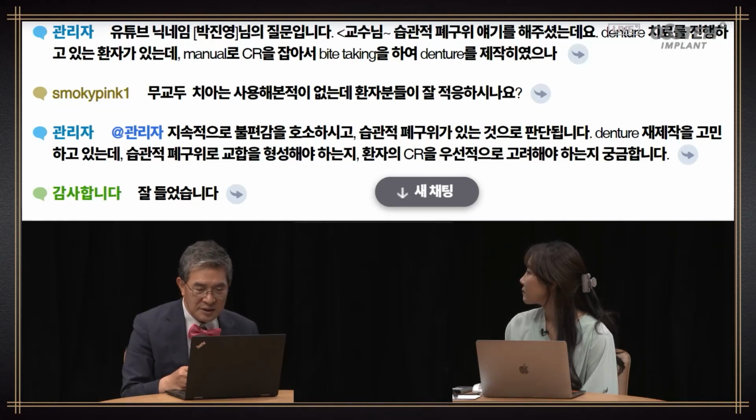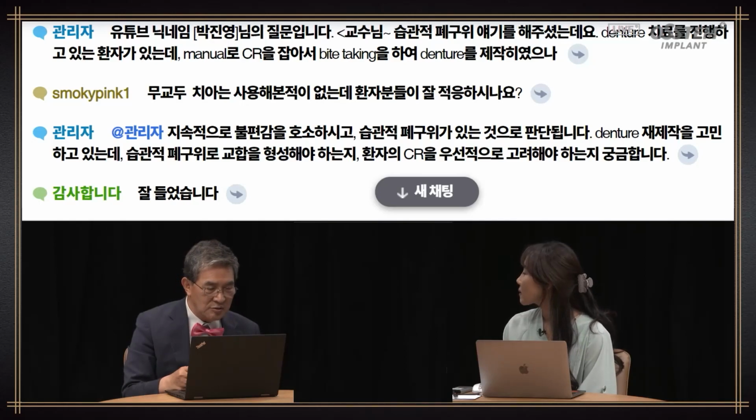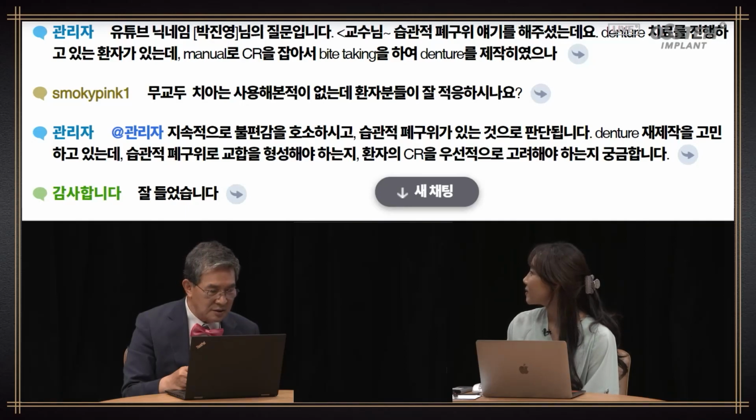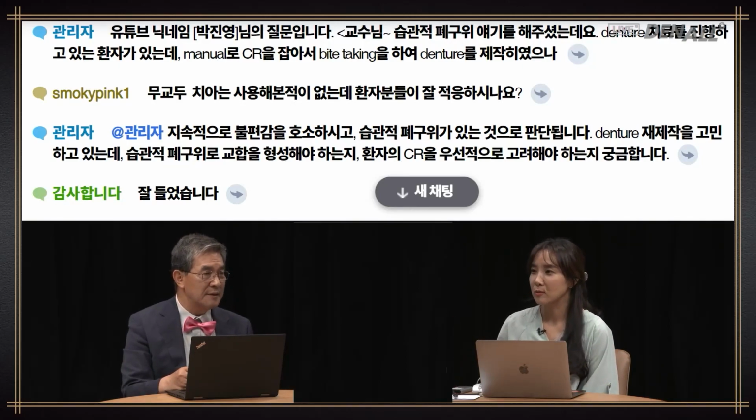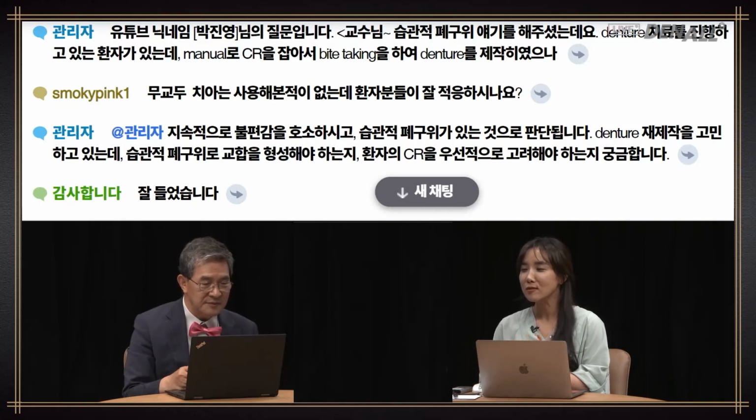The next question is from the YouTube nickname Park Jin-young. You talked about habitual occlusal position. A denture treatment is provided to a patient. CR was established manually and the bite taking was performed to fabricate a denture, and the patient continuously complains of discomfort. I think it is because of habitual occlusal position, and I'm thinking about refabricating the denture. Do I need to provide occlusion for the habitual occlusal position, or do I need to consider CR first?